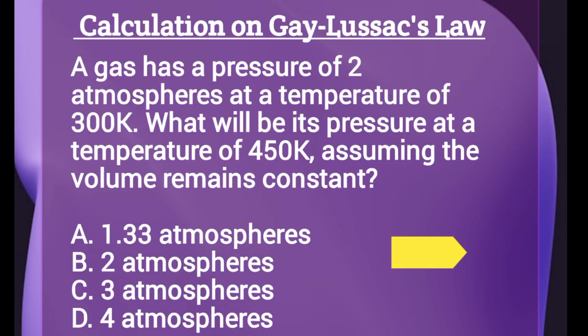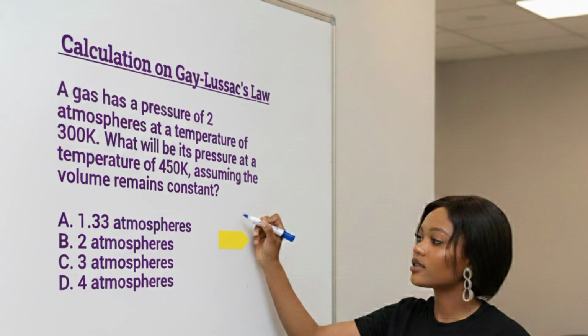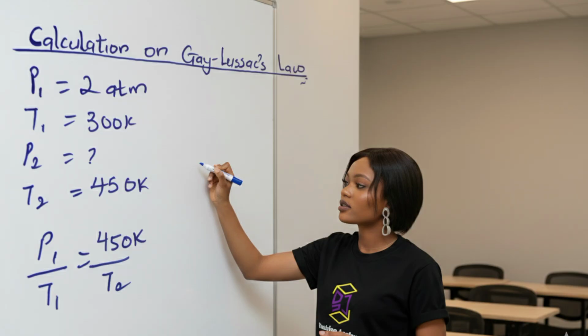Solving questions on Gay-Lussac's law, we have that a gas has a pressure of 2 atmosphere at a temperature of 300 Kelvin. What will be its pressure at a temperature of 450 Kelvin, assuming the volume remains constant? Here the temperature is already in Kelvin, so we don't need to convert it. We go directly to the equation.